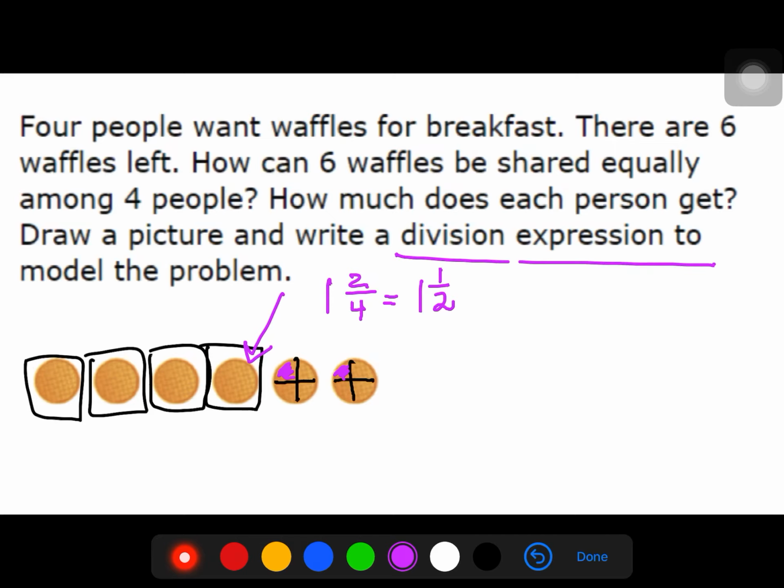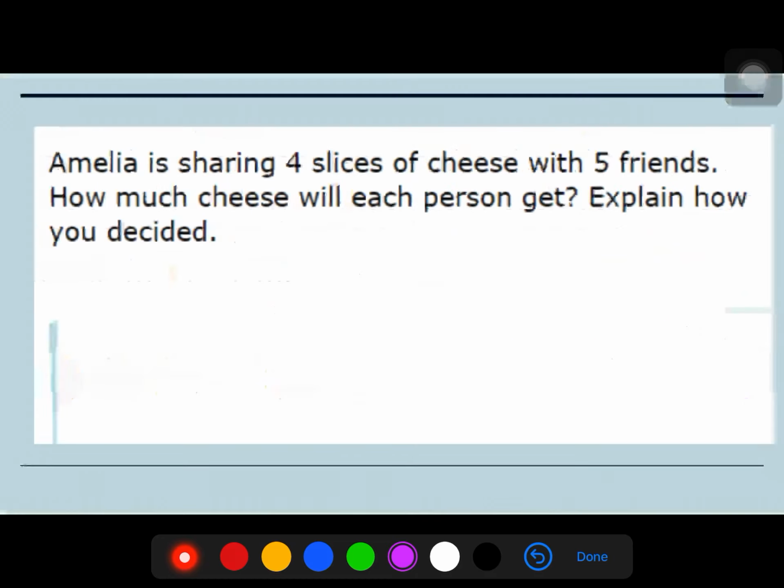What division problem represents that? Well, it's 6 waffles being divided by 4 people. And when I take 6 divided by 4, I could write it as a fraction, 6/4. And if I simplified that, I'd get 1 2/4 or 1 1/2. That's really what lesson 9-1 was.